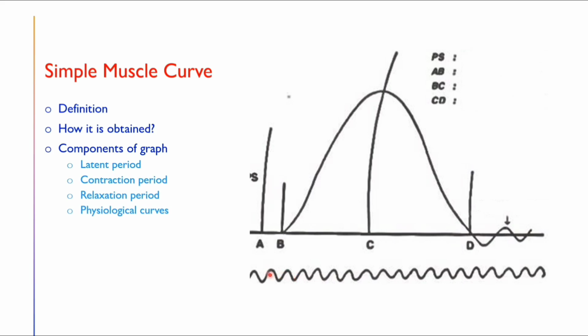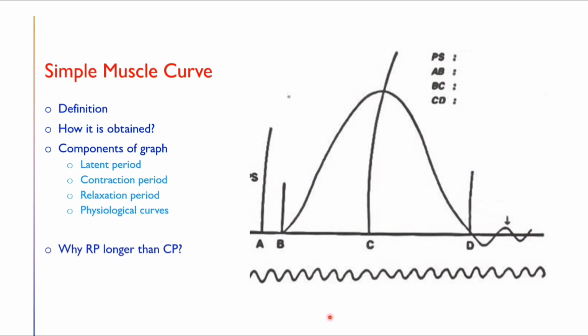The small curve markings on the below graph, you can see, are because of the time tracing tuning fork. This time tracing tuning fork will produce smaller waves of 100 hertz, that is 100 waves per second. Based on that you can find out the periods' duration. You can find out the duration of the latent period, the contraction period, the relaxation period and so on. So these smaller curves are that of the time tracing tuning fork.